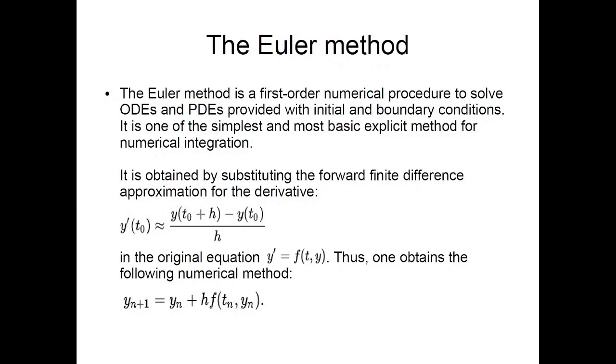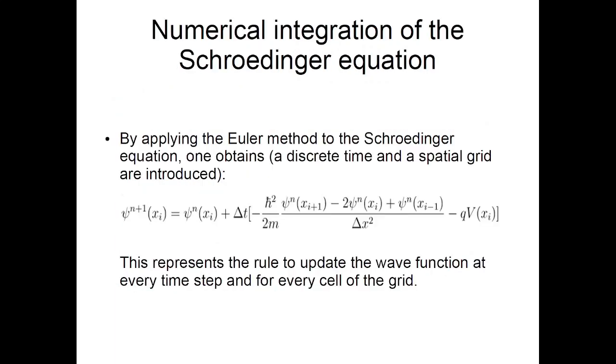And if we use this approximation in the original equation, let's say, for example, an equation of this kind, y prime equals some function f of t and y, you will end up having the following numerical method. And this is what we are going to apply to the Schrodinger equation. You can write the Schrodinger equation in a shape that looks like this equation here. So eventually you can use this numerical method to numerically integrate the time-dependent Schrodinger equation and find the time-dependent approximated solutions.